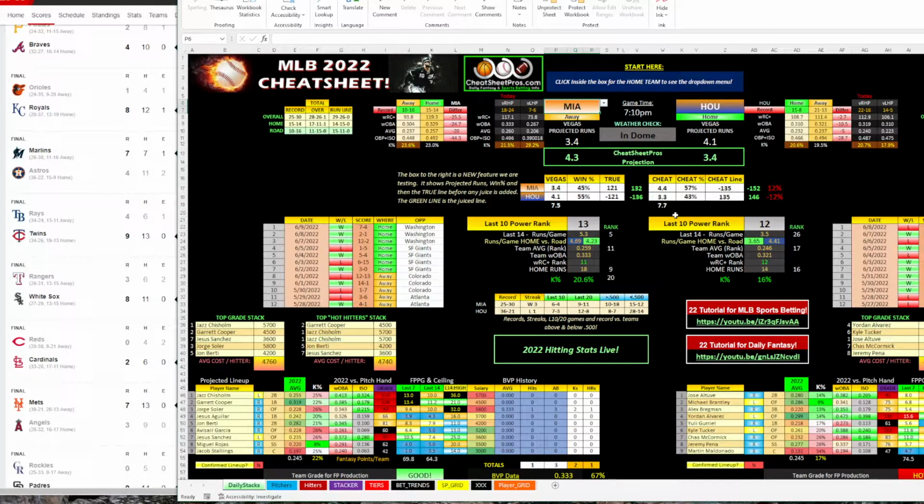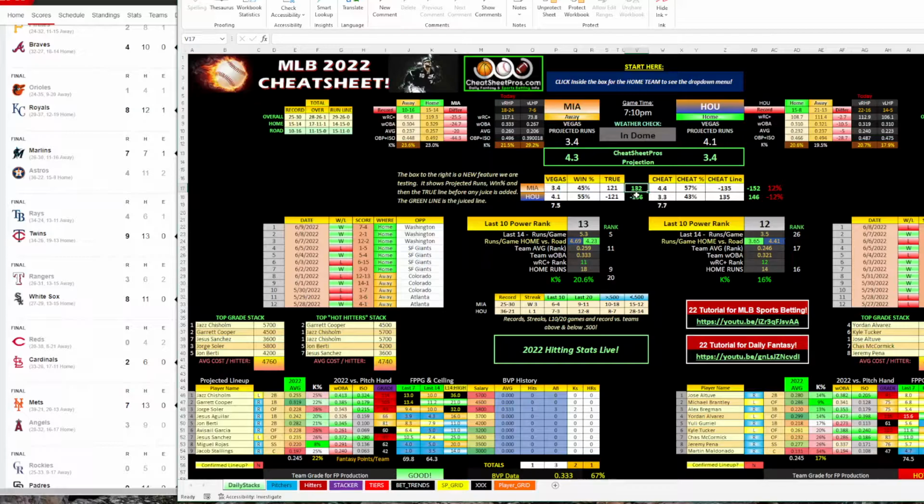Now this one was interesting. So our dog play of the day yesterday was Miami plus 135, I think it was. 130, 140, somewhere in that ballpark. And you can see here, Vegas had them at a 45% win percentage. We have them at 57. So I didn't have this on the sheet yesterday, but Miami's one of the dog plays that we released just by looking at the numbers.